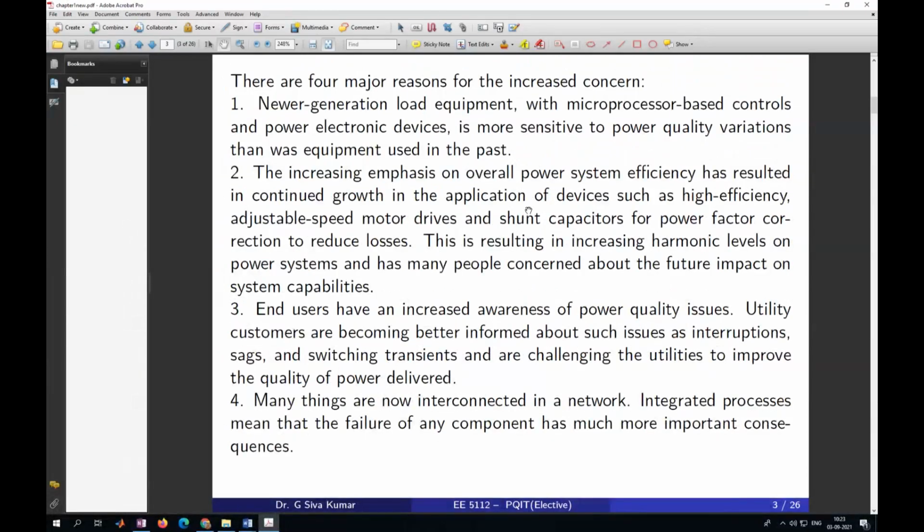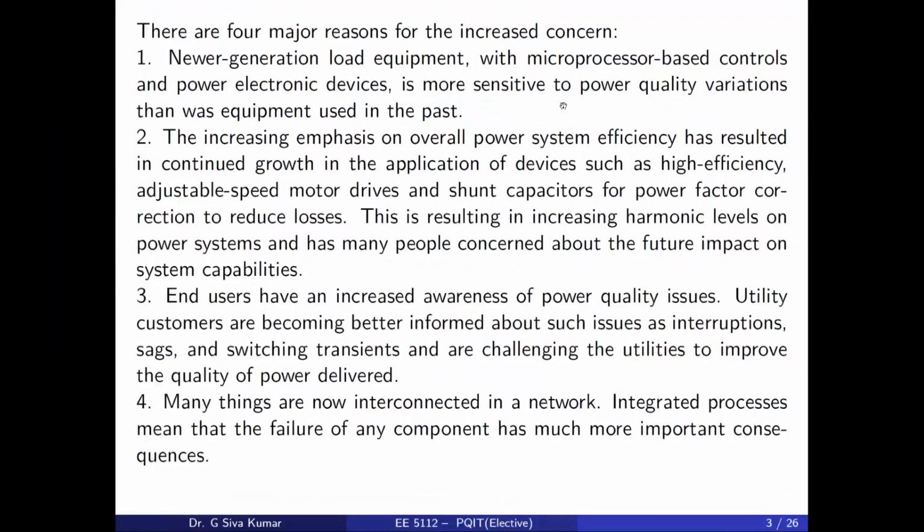There are four major reasons for the increased concerns. Increased concern in power quality. Okay, especially the microprocessor based controllers and DSP based controllers are more sensitive to the power quality variations than was equipment used in the past.